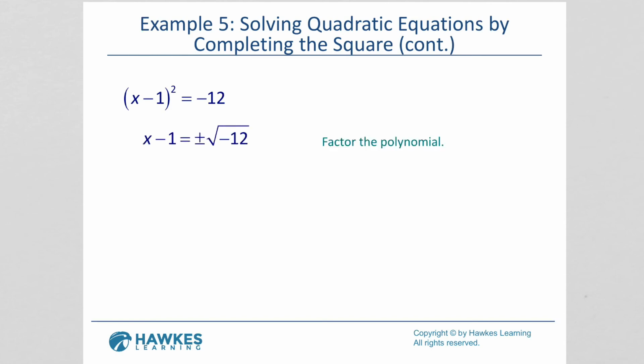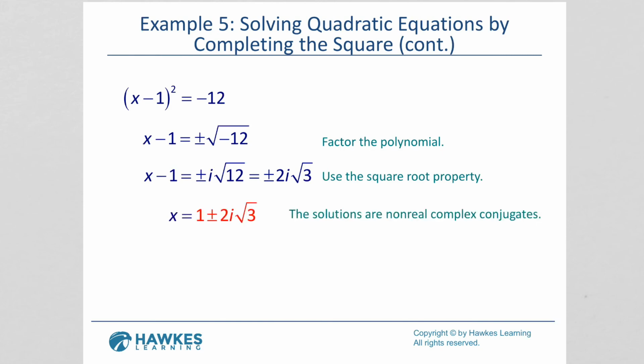Taking the square root of both sides, x minus 1 equals plus or minus the square root of -12. x minus 1 equals plus or minus i square root of 12, which is equal to plus or minus 2i square root of 3, because 12 breaks into the square root of 4 times the square root of 3. Now we're going to add 1 to both sides. x equals 1 plus or minus 2i square root of 3. This time the solutions are non-real complex conjugates.